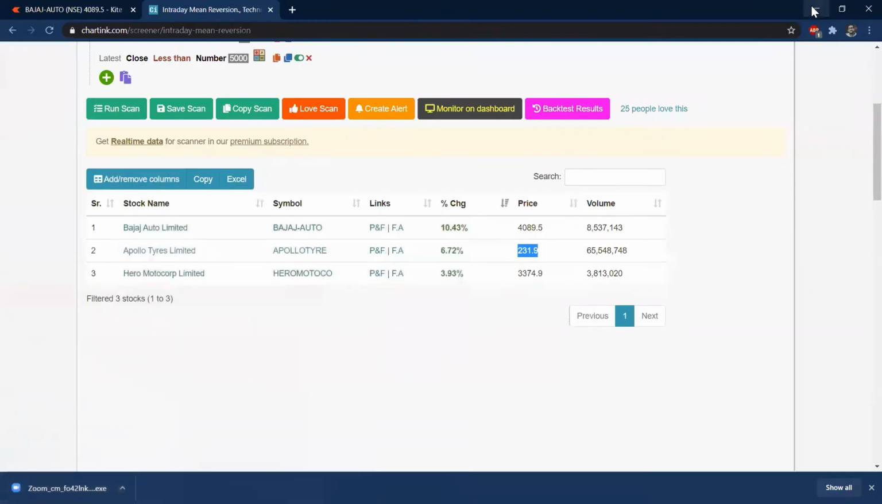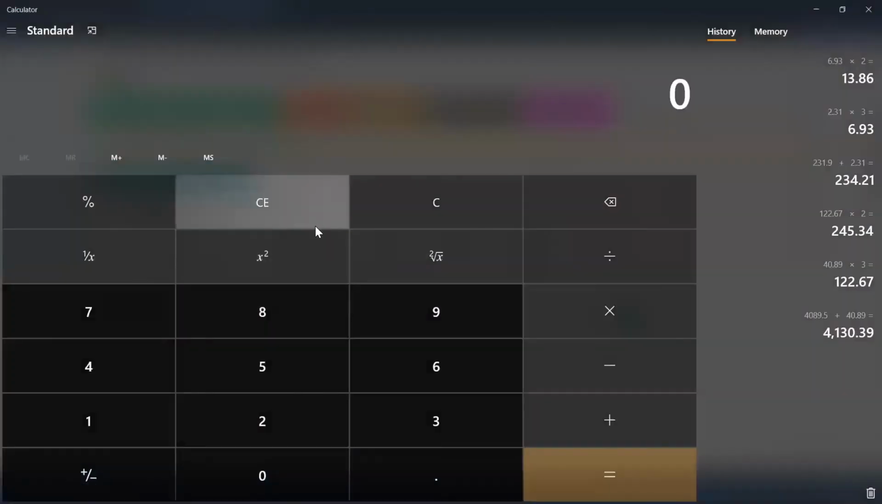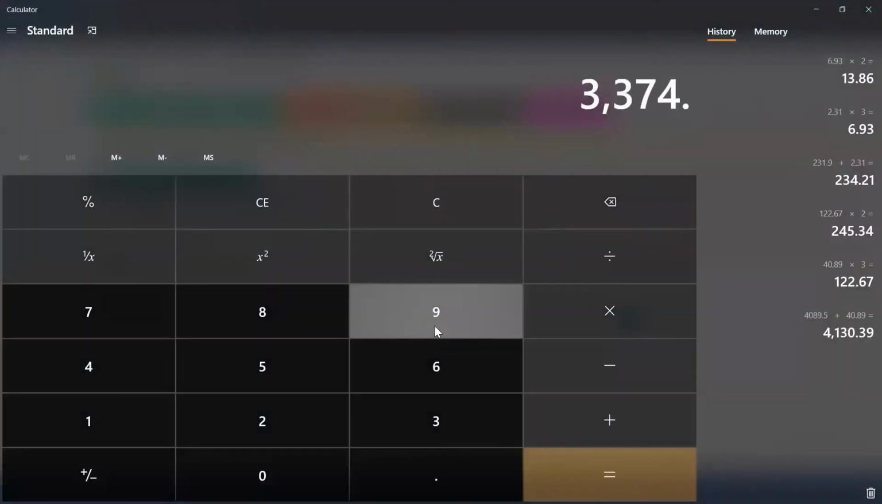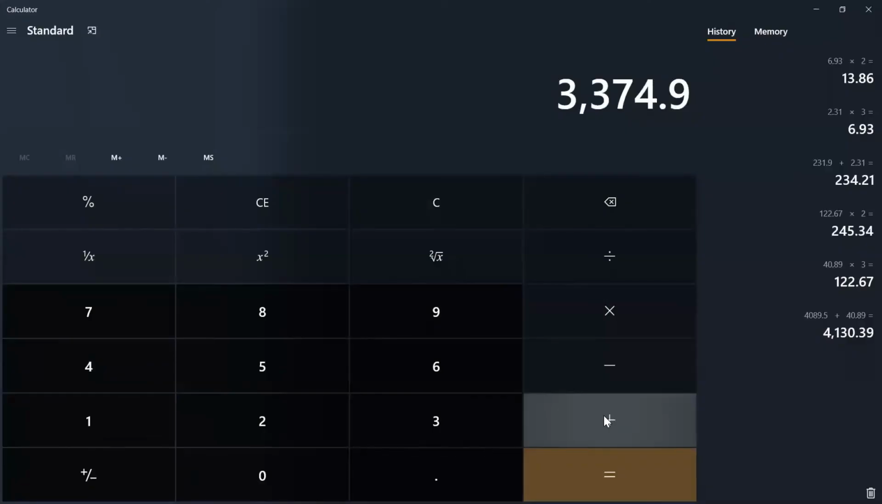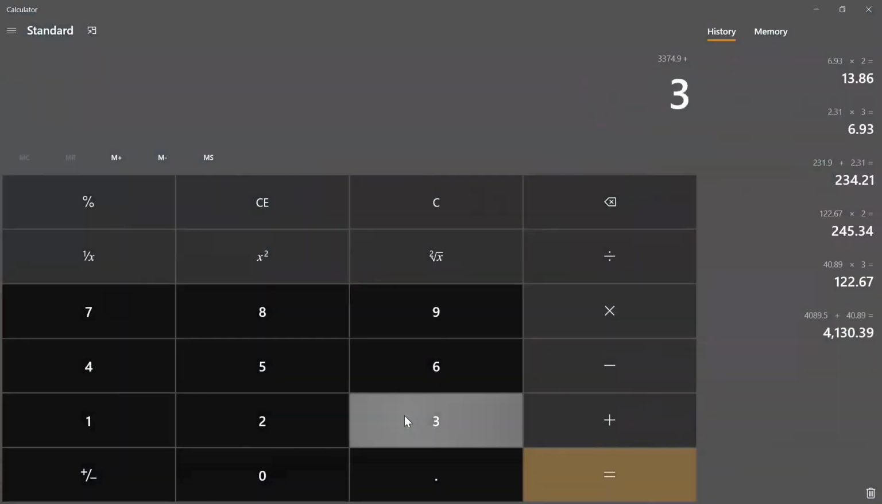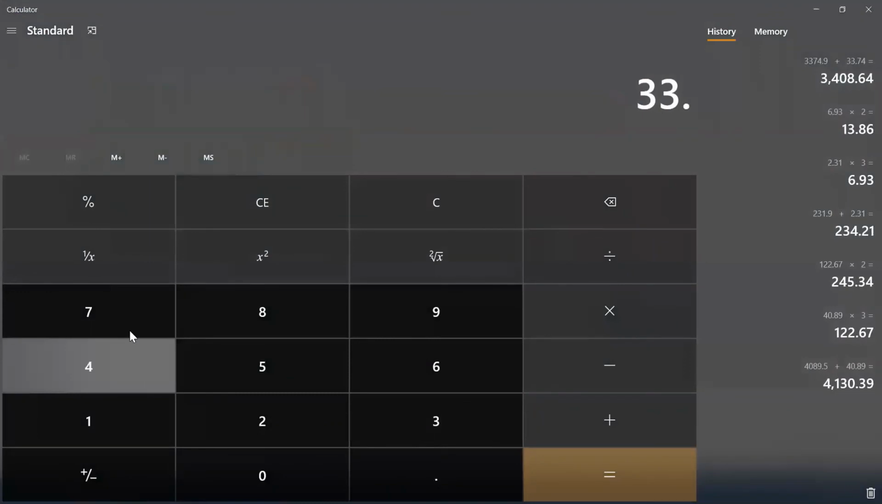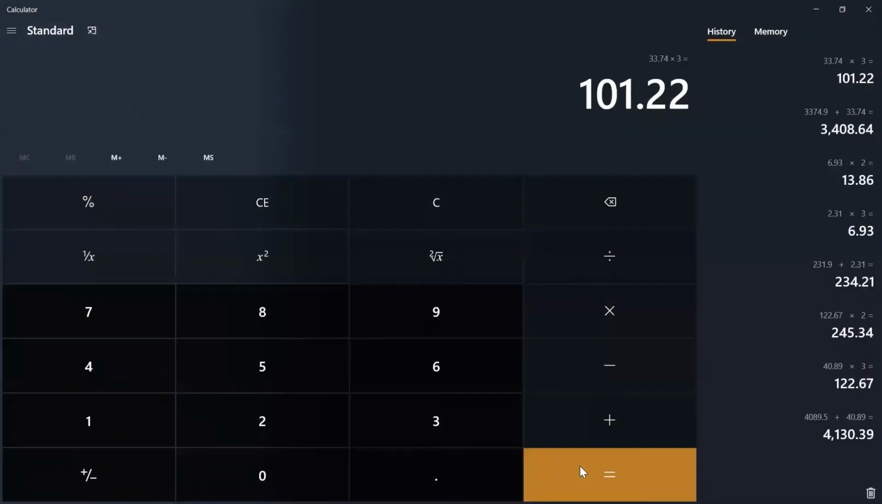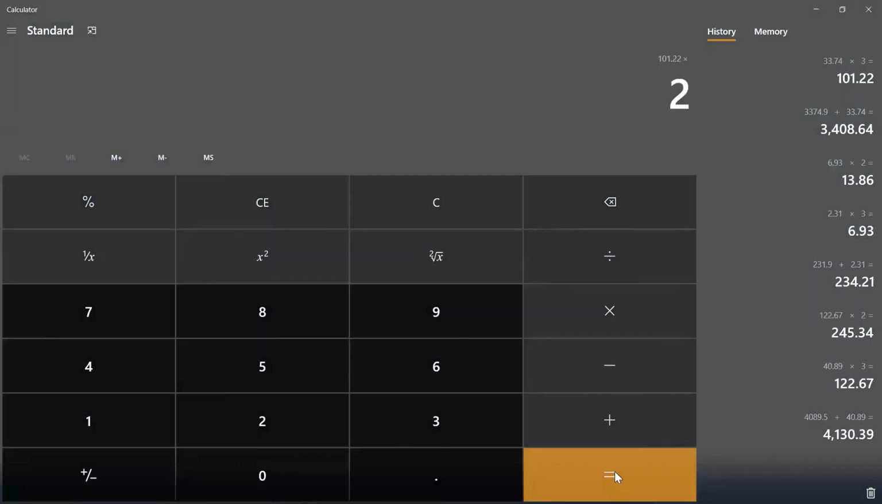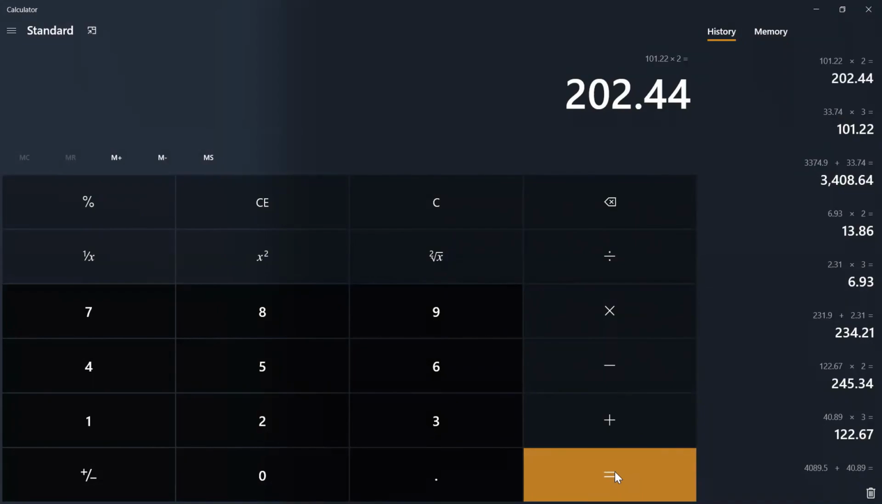Now, the last stock is Hero Motor Corp. What is the price? 3374.9. I will see whether the stock appreciates 1% tomorrow. So 3374.9 plus 33.74 will be my entry price. Now to calculate the stop loss, 33.74 into 3, 101.22 will be my stop loss. Always round to the nearest tick; all of us know stock market ticks go in steps of 5 paise, right? So 101.25 will be my stop loss. Into 2, that is 202.44, so I will keep 202.45 as my target.